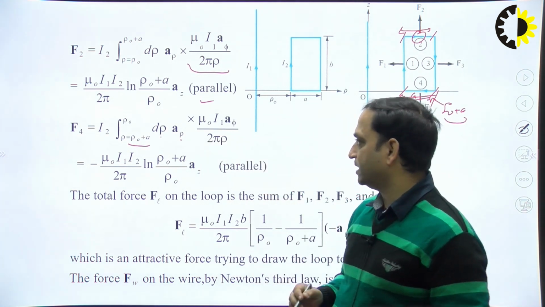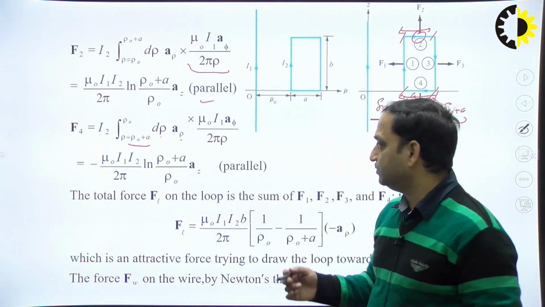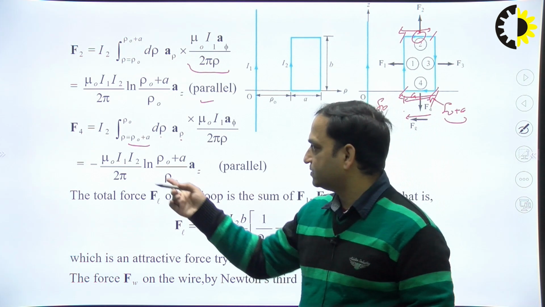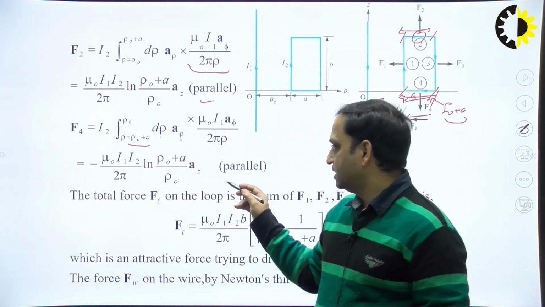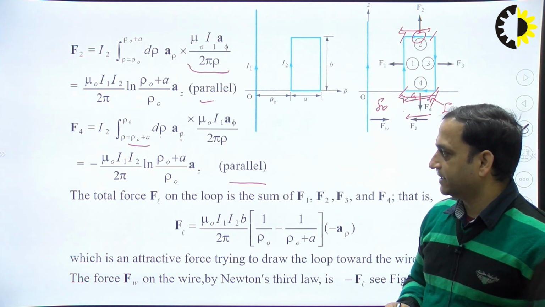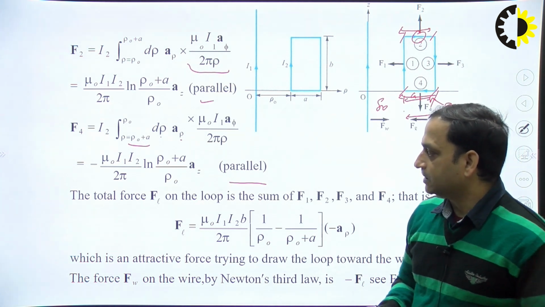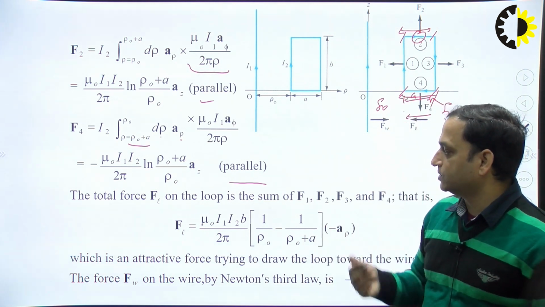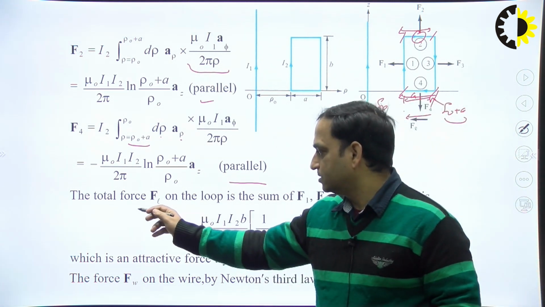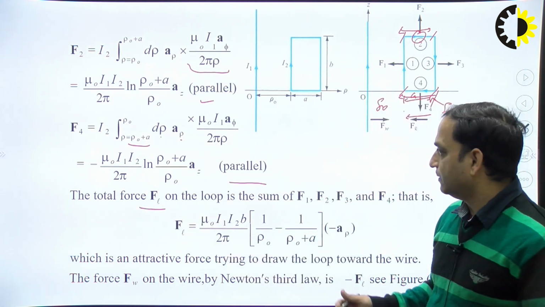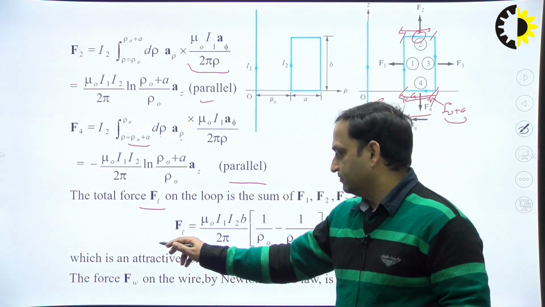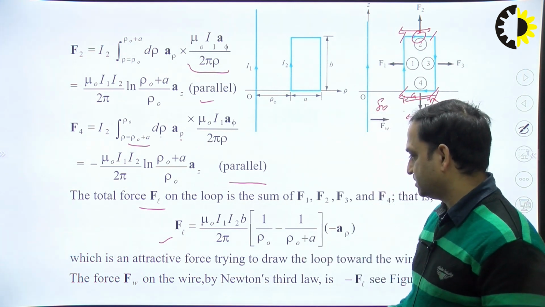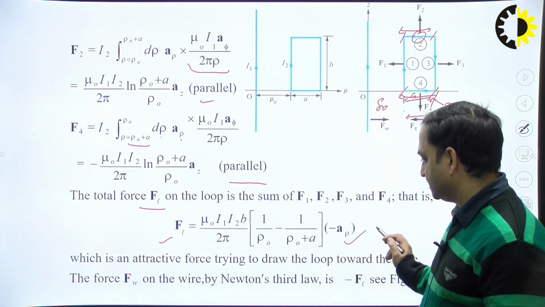So this is mu naught I1 a_phi upon 2 pi rho. Here rho is also varying, from here to here. That is why we take the limits from rho naught plus a to rho naught. The forces are parallel but opposite to each other. The total force we get when we combine F1 to F4. So F will be mu naught I1 I2 b upon 2 pi times 1 upon rho naught minus 1 upon rho naught plus a, with the minus sign.